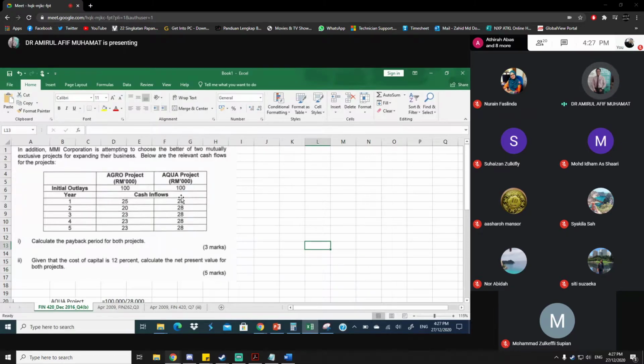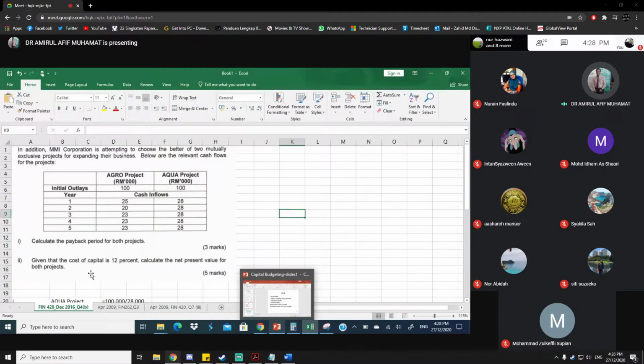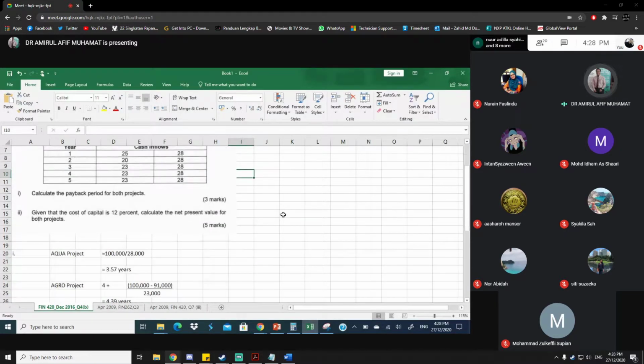Whereas for the aqua project, every year you have the same amount. So this is an annuity. For example, if you're renting a house, every month you pay the same amount, so that is an annuity. Calculate the payback period for both projects. We can do it now, but I know you have had a very long day of classes, so you should do it later on. For now, look here at the aqua project.